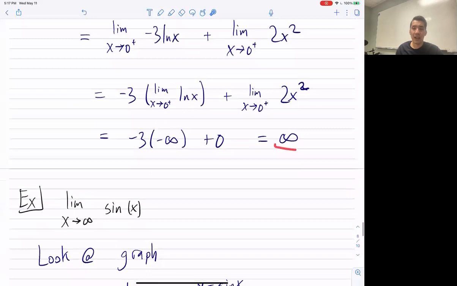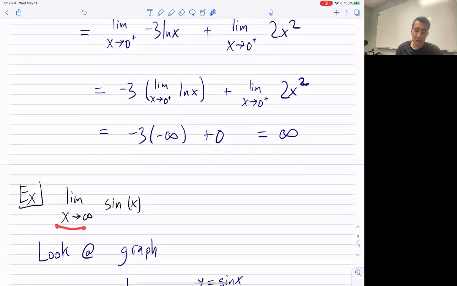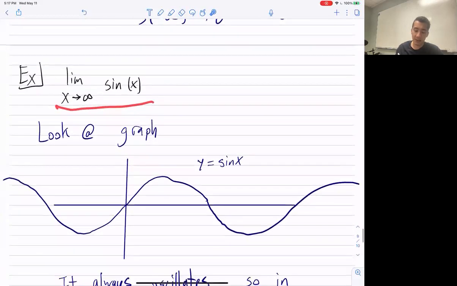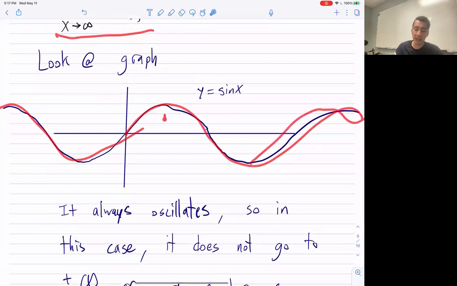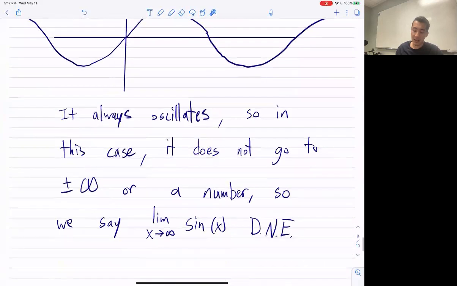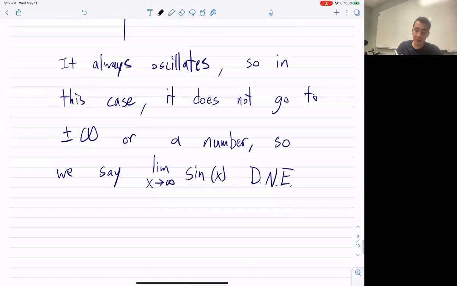And finally, let's take a look at a trig function. The way we're going to do this is by looking at its graph. And so hopefully you remember what sine of x looks like, how it has this oscillating pattern to it. And so because it's always oscillating, the limit will actually never approach one number. And so because it's not a number, we say the limit as x approaches infinity of sine of x does not exist. Similarly, the limit as x approaches plus or minus infinity of cosine of x also does not exist for the same reasons.